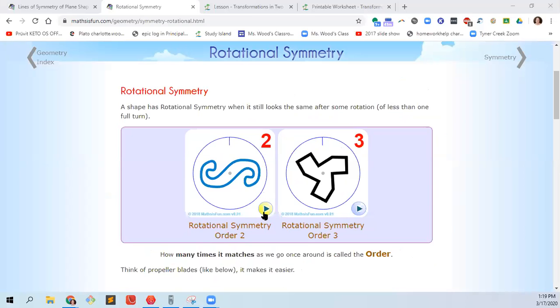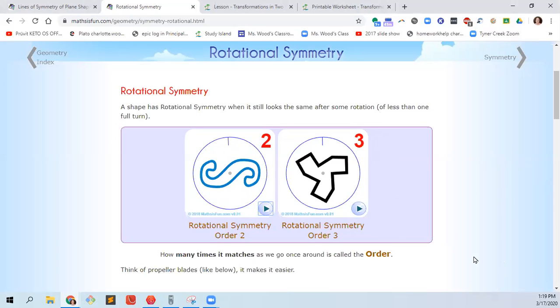So if we look at this rotational symmetry, one, two. You go one time all the way around the circle, how many times will it be identical? There's one, and we're halfway around the circle. Two, we're back. Now let's look at the order of symmetry with three.